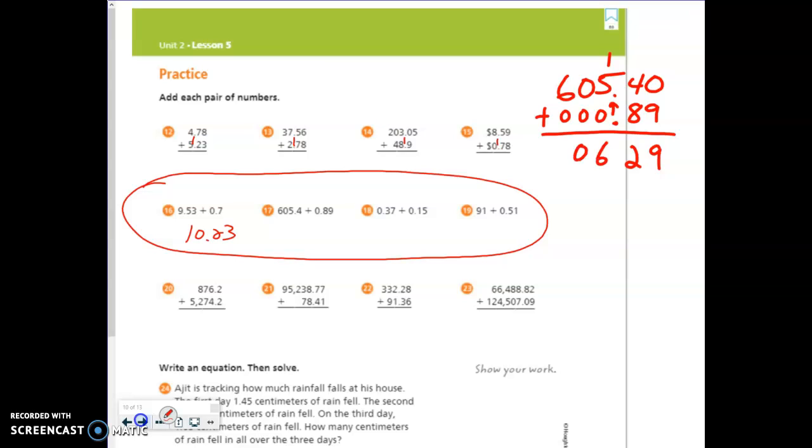0 plus 0 is 0. 6 plus 0 is 6. Again, decimal point straight down into my answer when I'm done with that. And my answer for number 17 is 606.29. All right, I'm going to pause the video here just for a second. I would like you to try to solve problems 18 and 19 here on your own, and we'll check those quick, and then you can go and start the exit ticket.